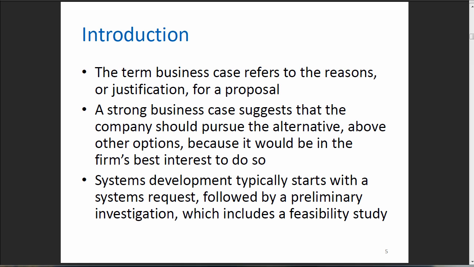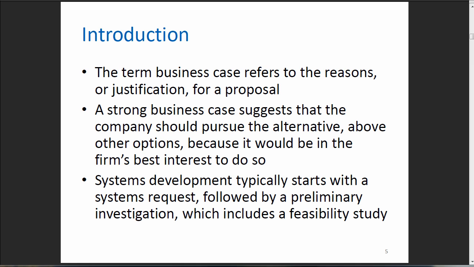I don't like the way this second bullet is worded, but essentially a strong business case suggests that we should do it, not pursue the alternative. A strong business case says if it's a stronger business case than other business cases, we should take it on first if, again, we have the resources, the time, and the technology to do so. Just because it's a strong business case doesn't mean we can go down that path. We may be missing a key ingredient to make the project worthwhile.